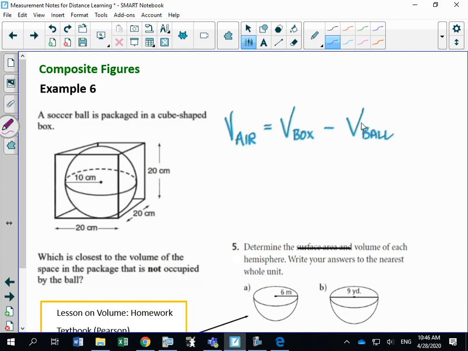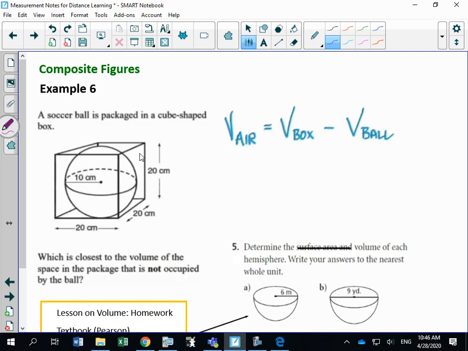So we need the formula for the volume of a ball, which I'll give you in a second, or we'll look on our formula sheets. And what this question is saying is, what is the volume of the space left over in the box that's not occupied by the ball? Like, how much air is left in all of these corners if you put that ball in there?